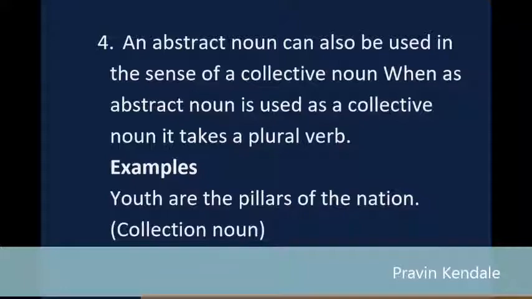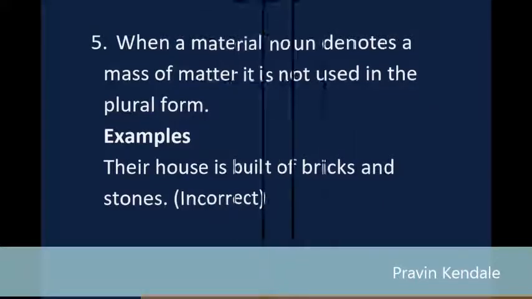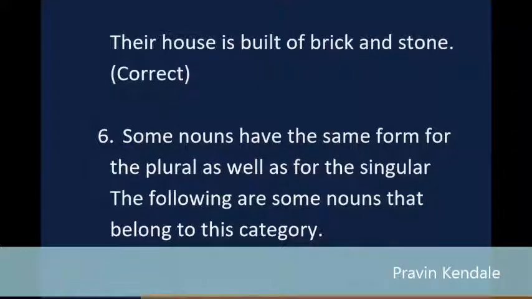Collective noun. 5. When a material noun denotes a mass of matter, it is not used in the plural form. Examples. Their house is built of bricks and stones. Incorrect. Their house is built of brick and stone. Correct.